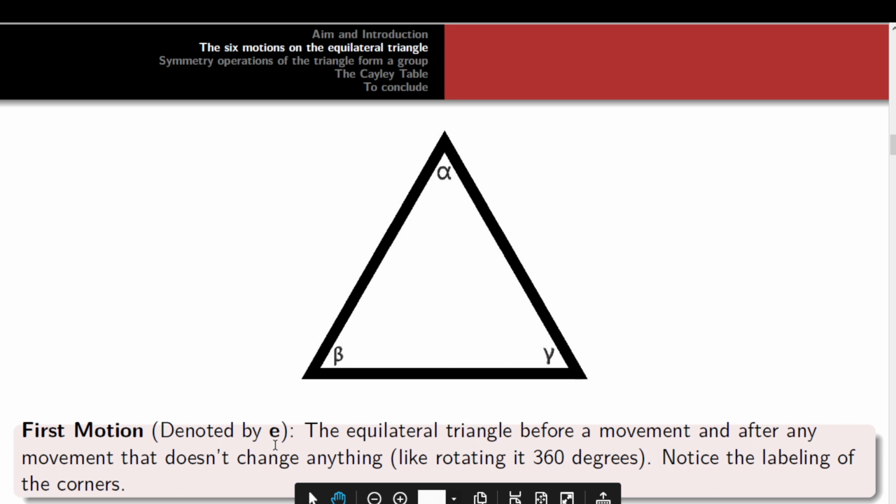Okay, so we are not going to do anything and that is the first motion, and you can denote it by the letter E. And also note that if we rotate the equilateral triangle around 360 degrees counterclockwise, then also the triangle will remain as such. Okay, you have to just keep that in mind. We might have to use that point later. Okay, so you got the first motion.